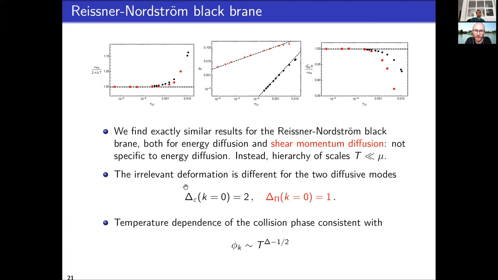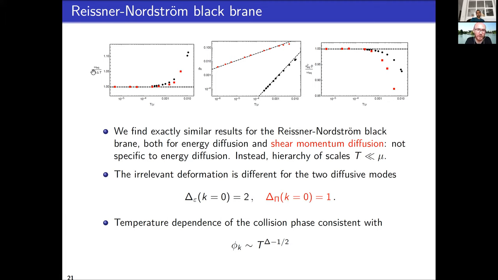We also see, and in this case, it's interesting, I should specify that these are for two different values of delta. In one case, we still have delta equals 2, like in the axion case. And in one case, we have delta equals 1 for transverse momentum.